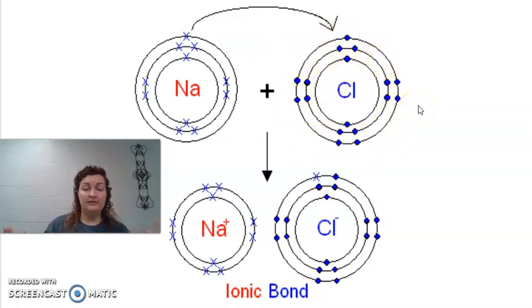So neither one is stable, right? They want a full octet. They don't have a full octet. But when they get together, they are going to form a bond, and it's going to be an ionic bond. And here's why. This electron right here on sodium is going to be given to chlorine.